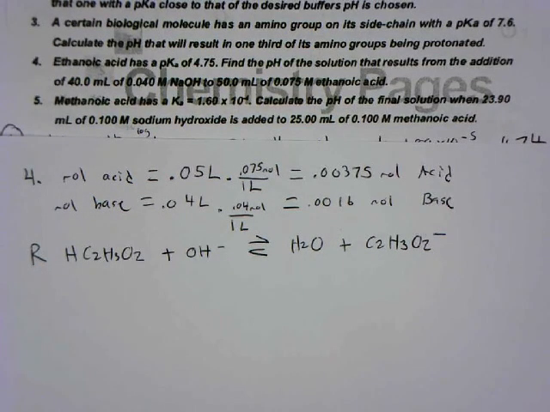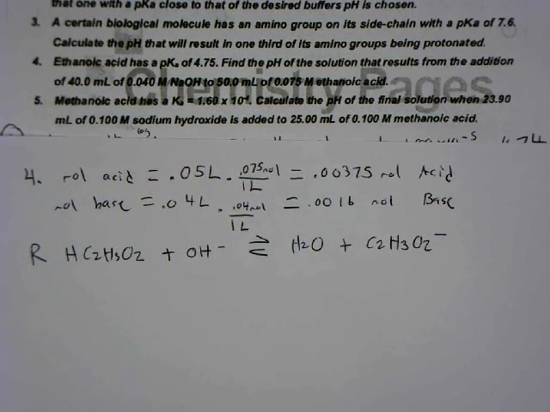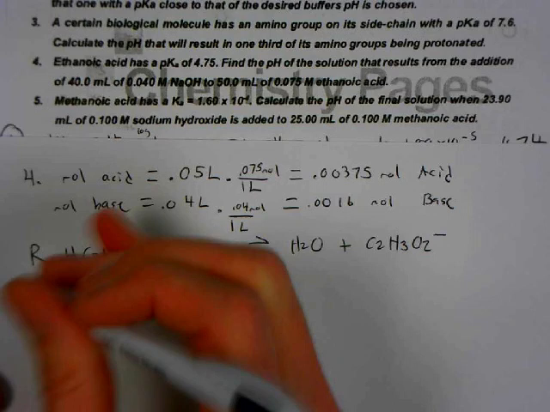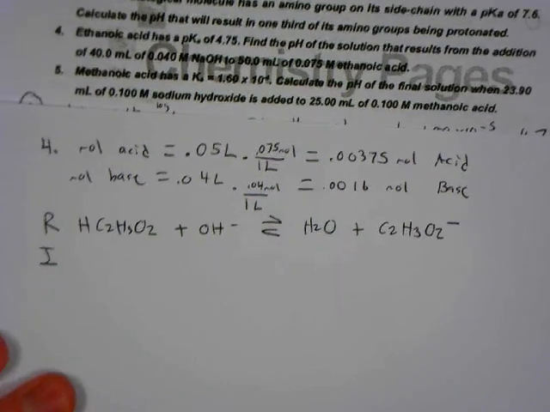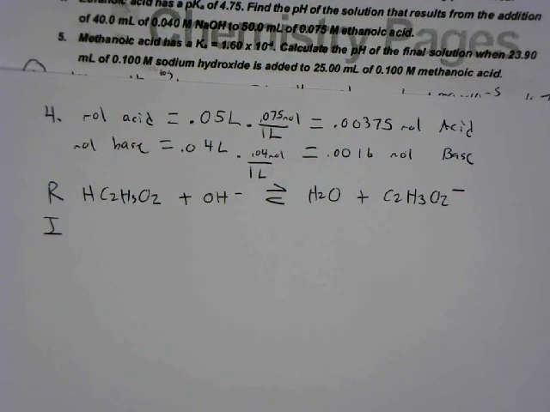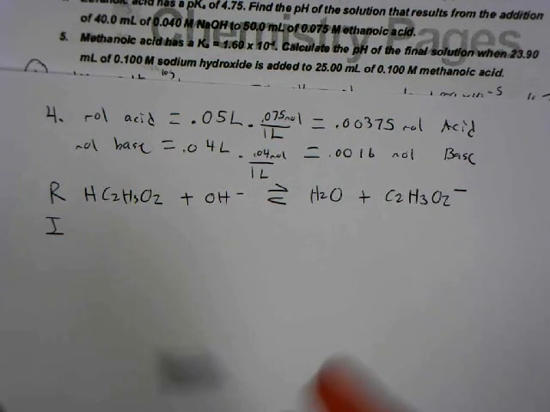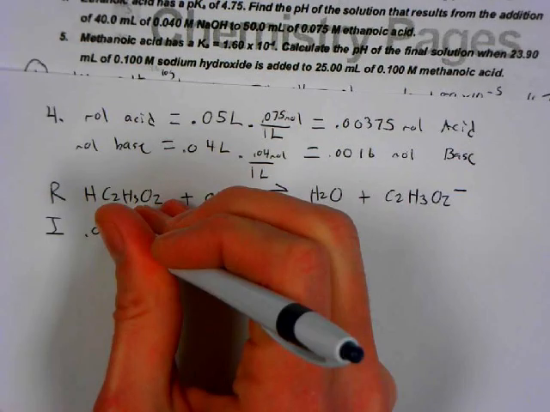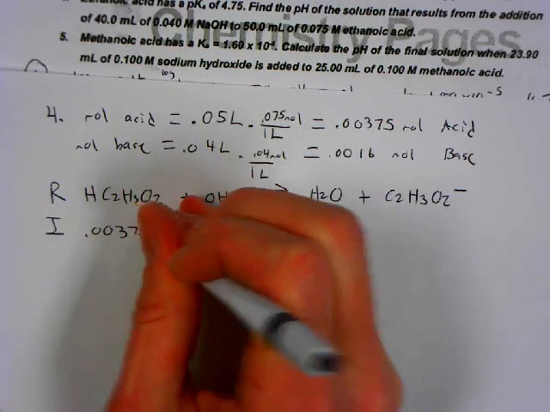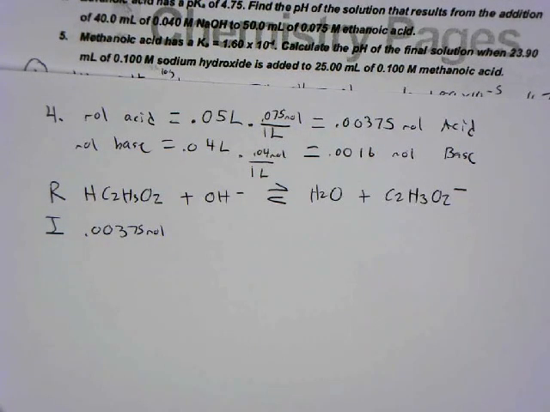H2O is in equilibrium with H2O. If you want to write the Na out, you can, but it's just not important. Plus C2H3O2 minus. That looks right. Now, initial. There are 2 different ways you can do this. I'm going to show you how I did it.